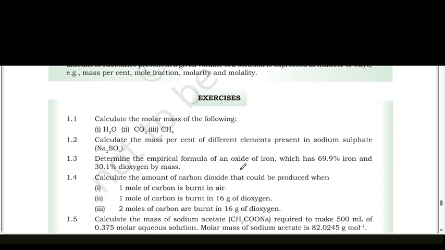Determine the empirical formula of an oxide of iron which is 69.9% iron and 30.1% oxygen. The atomic mass of Fe is 56. 69.9 by 56, so 1.25 mole, and 30.1 by oxygen 16, so 1.8. So 1 and 2. FeO2.